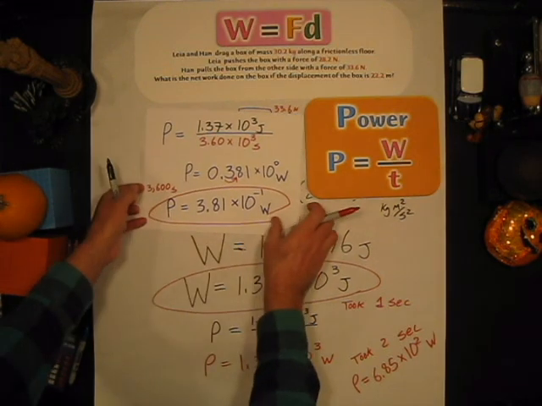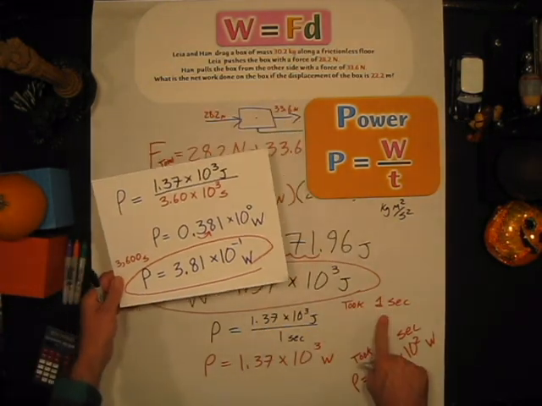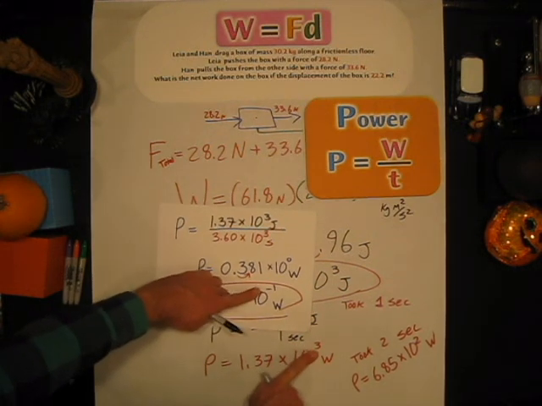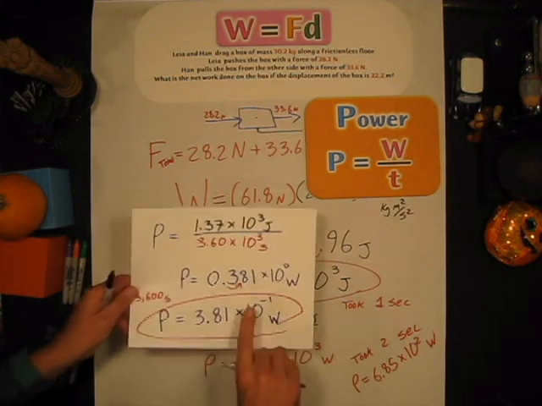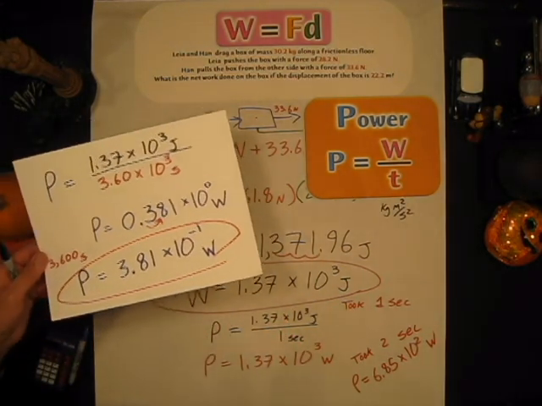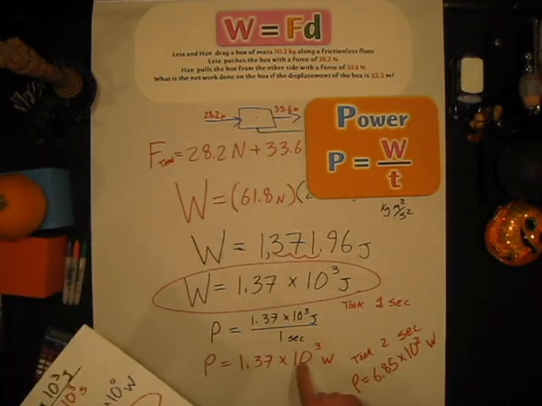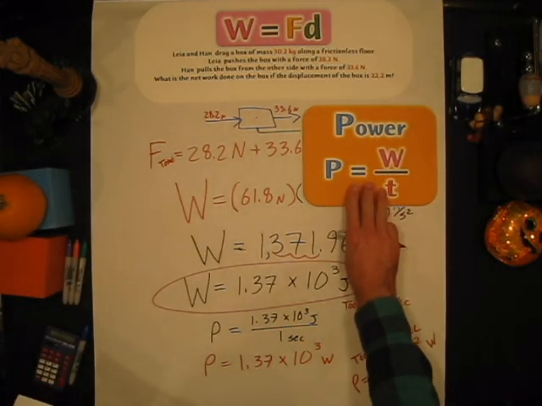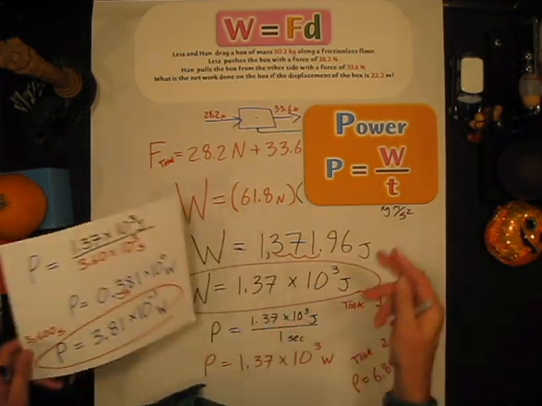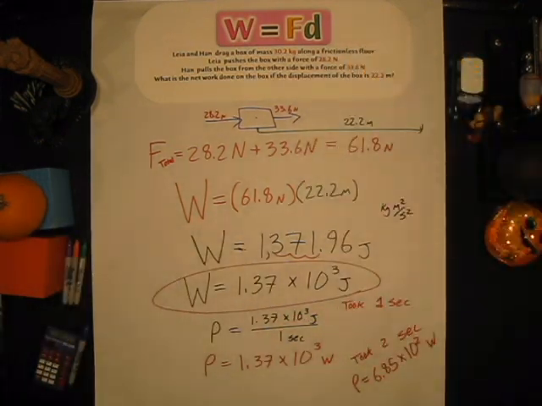So look at the difference. If we do the exact same amount of work in 1 second, it's 10 to the third watts. And if we do it over an hour, it's 10 to the -1 watts, less than 1 watt. Interesting, right? So it makes a big difference the amount of time, and that's why power is so important. It's how quickly the work is done, over what period of time. So that's another example. Boom.